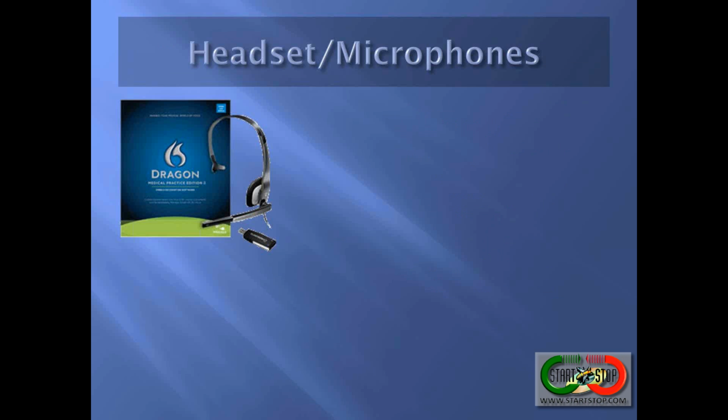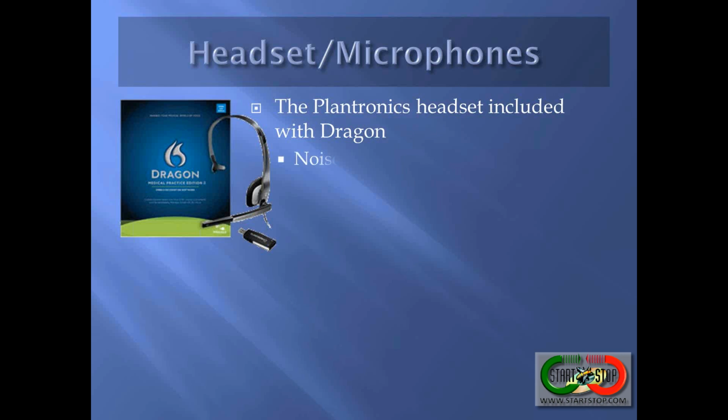Let's look first, when it comes to actually thinking about the devices, let's look at headset microphones. As I mentioned earlier, there is a Plantronics headset that's included with Dragon. Comes in the box when you buy the full version of Dragon. It doesn't come with the upgrade version, but with the full version of Dragon, there's a headset microphone.